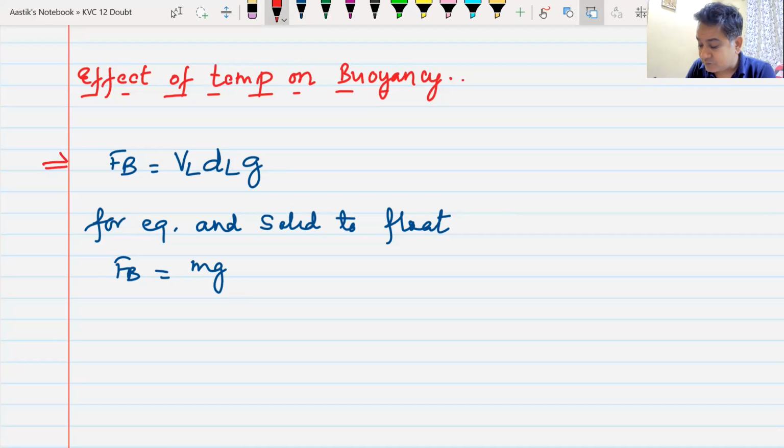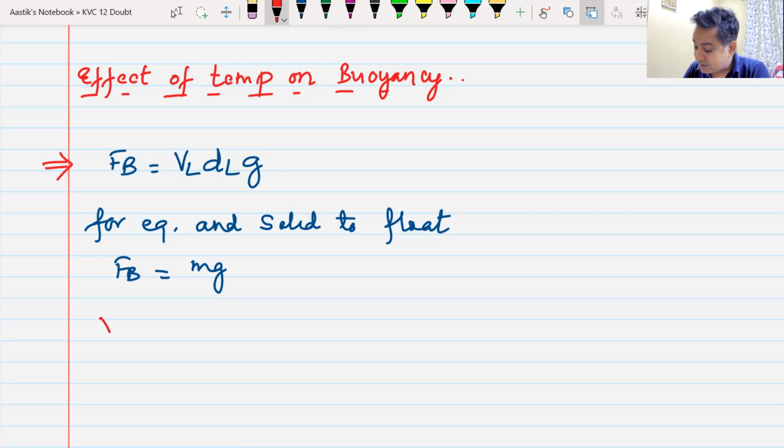Now, what happens when the temperature increases? The volume of the solid also increases. Yes or no? Yes sir. Now, when the volume of the solid increases, the volume of the solid that is inside the liquid also increases. But the density of the liquid decreases. So, if I find out the new volume V dash, which will be inside the liquid, and the new density of the liquid, I can write it like this.